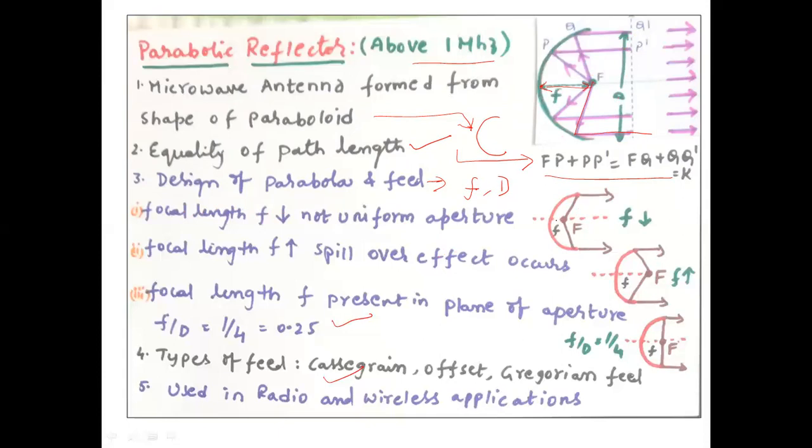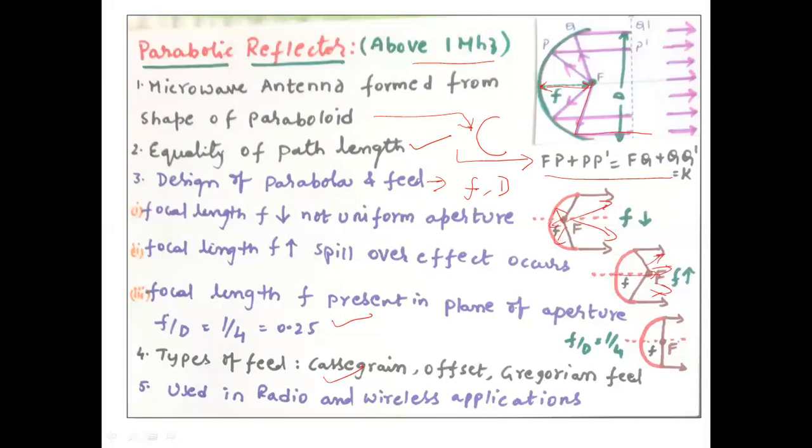Why? Because the focal length is very, very small. If you take a larger F, a spillover effect may occur. That means the spreading, this F moves outside this area, so your radiation will go outside like this. In this case, what happens? Non-uniform. See here, shorter wavelengths, and here longer lengths. That means non-uniform nature will occur here. Here overspilling will occur.